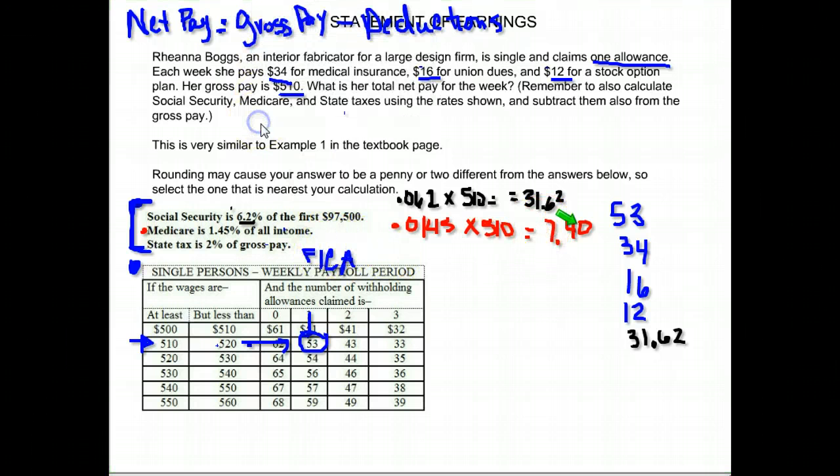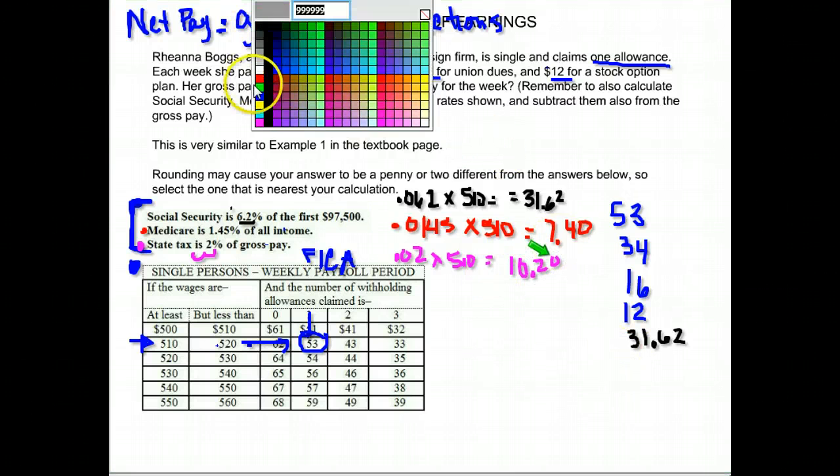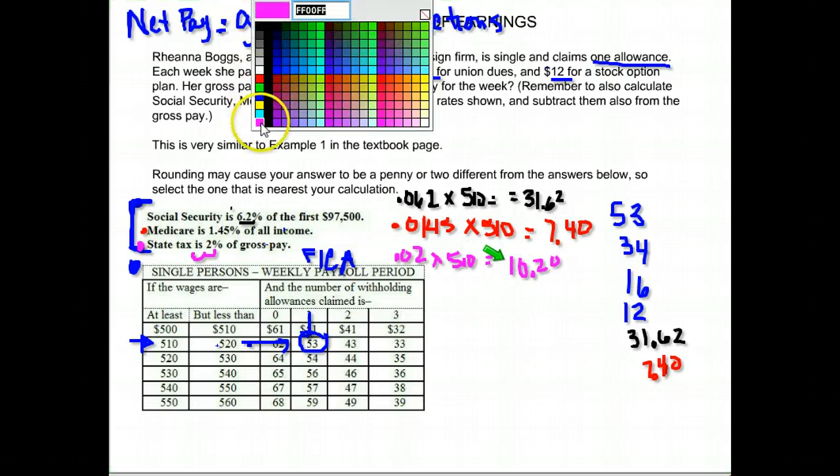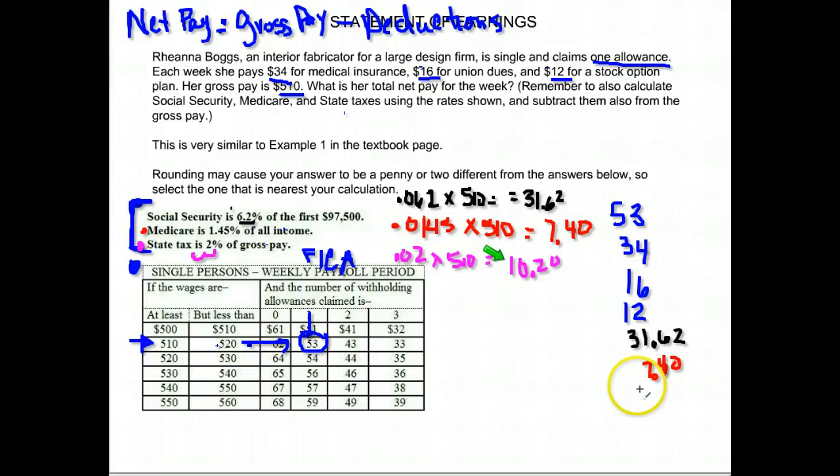Okay, and finally, we have our state tax down here. It's at 2%. So again, you move the decimal 2 places to the left. That would give you 0.02 times her pay of $510, which is $10.20. Okay, so I'm going to put those two amounts down there on my list also. So I had the Medicare tax of $7.40 and then our state tax of $10.20.